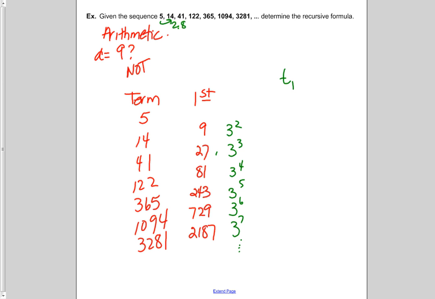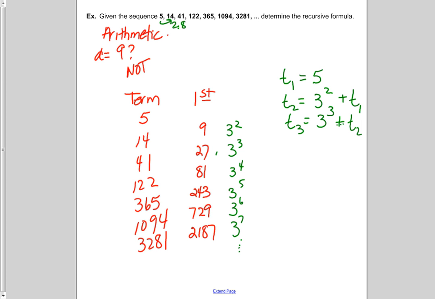So I've noticed that my first term is 5. My second term is 3 squared, plus 5. 3 cubed plus 5. It's 9 plus 5 is 14. 27 plus 5. Sorry, I made quite a mess of this. My first term is 5. The second term is 3 squared plus the first term. The third term is 3 cubed plus the second term.